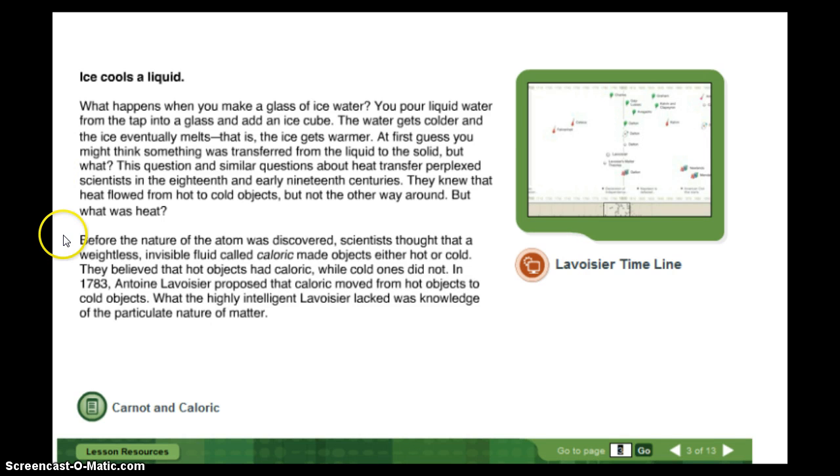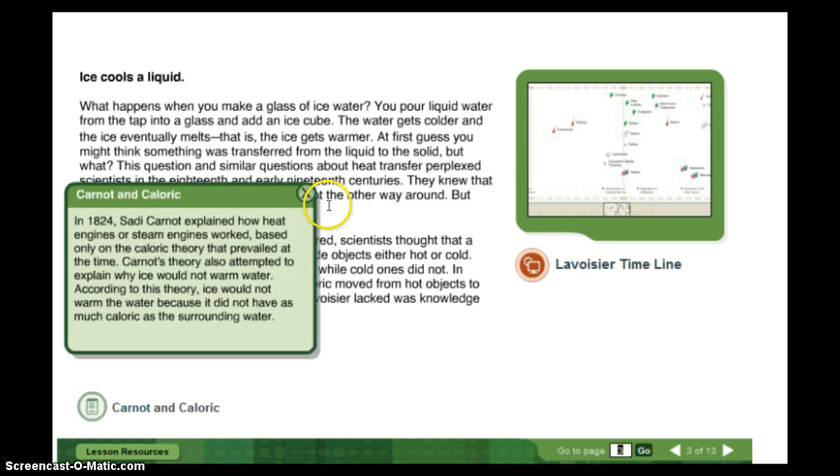But what was heat? Before the nature of the atom was discovered, scientists thought that a weightless, invisible fluid called caloric made objects either hot or cold. They believed that hot objects had caloric, while cold ones did not. In 1783, Antoine Lavoisier proposed that caloric moved from hot objects to cold objects. What the highly intelligent Lavoisier lacked was knowledge of the particulate nature of matter. In other words, he needed to know about atoms.